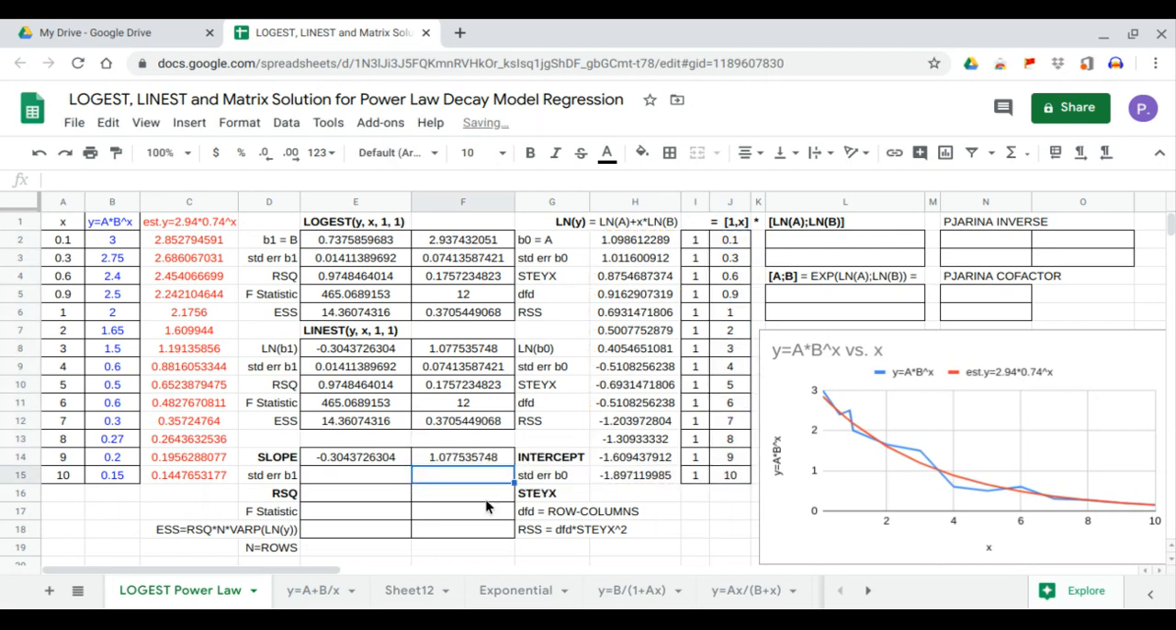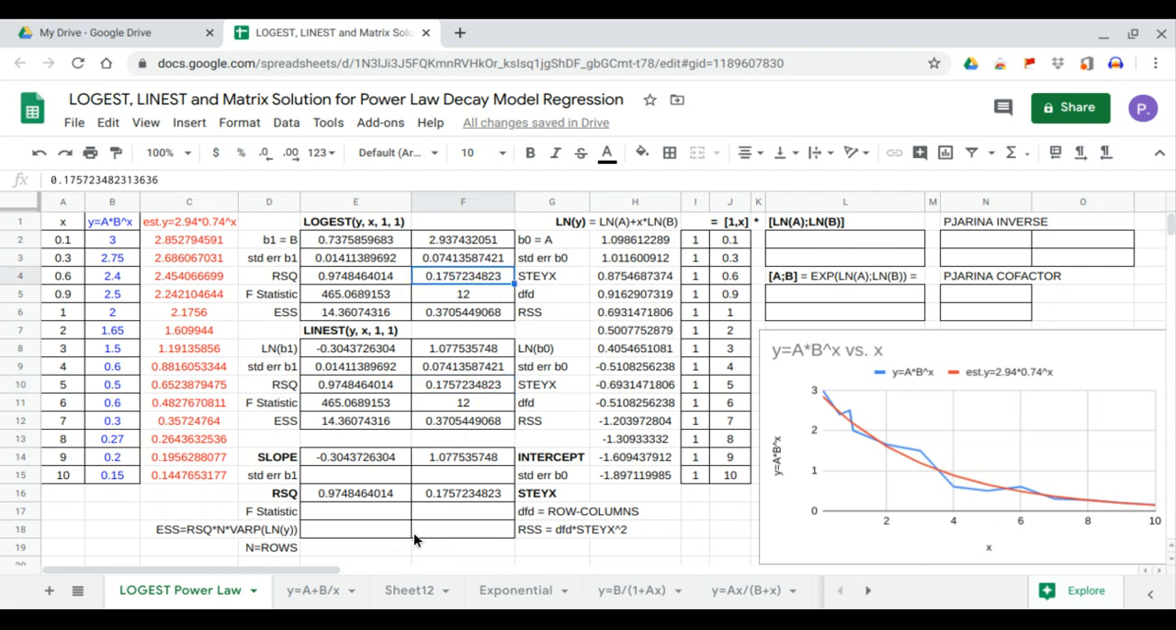We can calculate the r squared, data y and data x, and it matches our LINEST and LOGEST output. We can calculate the sey, data y and data x, and this matches our LINEST and LOGEST output.